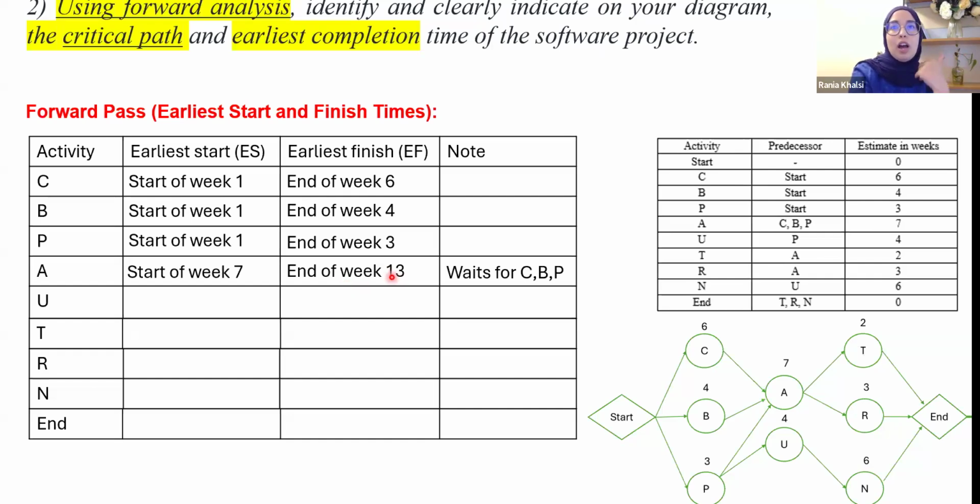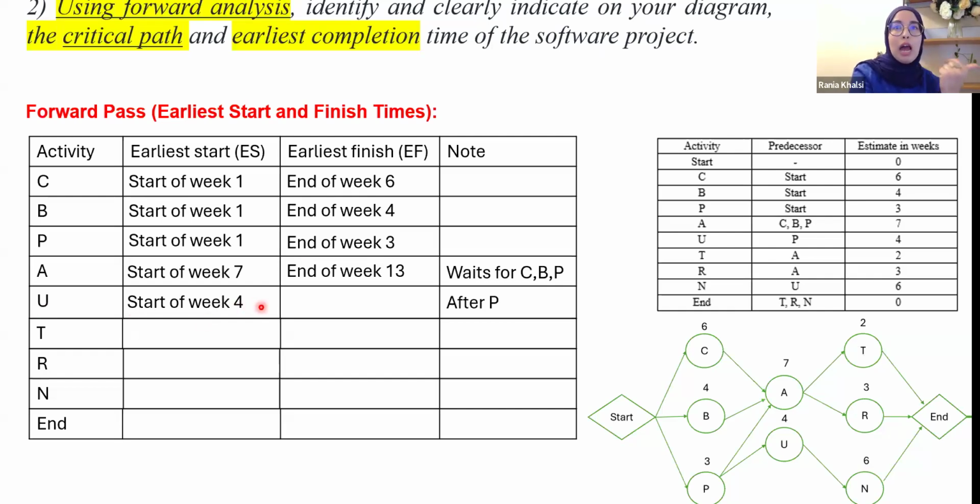And now, after that, what do we have? We have activity U. For activity U, we need to know that it comes straight after activity P. From our table, activity P has an earliest finish at the end of week 3. What comes after the end of week 3? The start of week 4. Good. So the earliest start for activity U is the start of week 4.